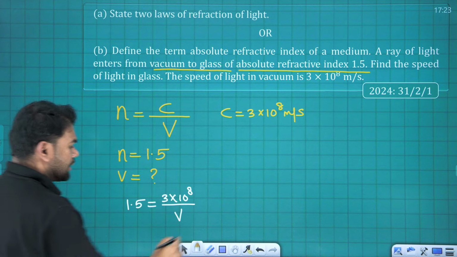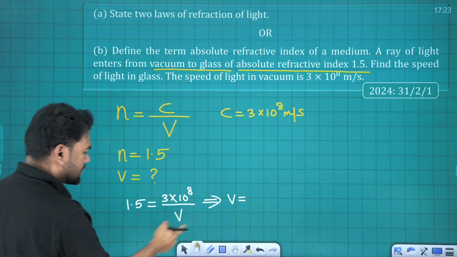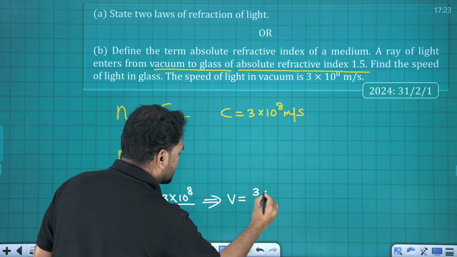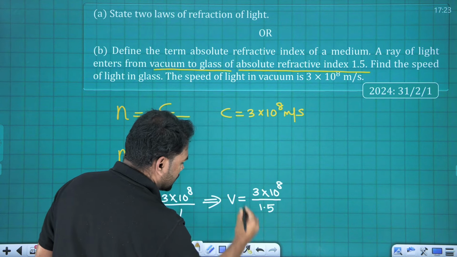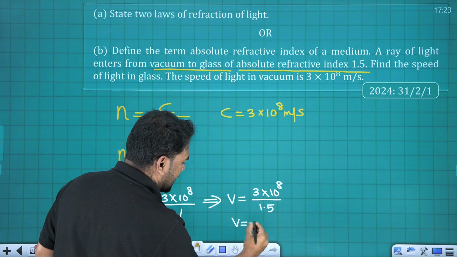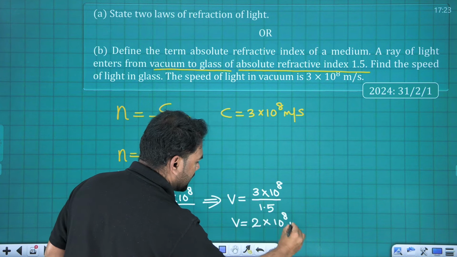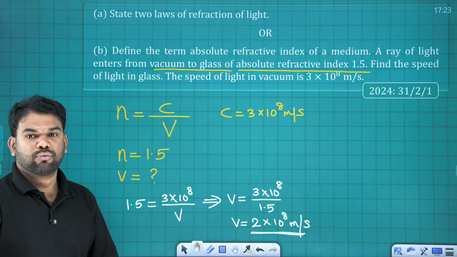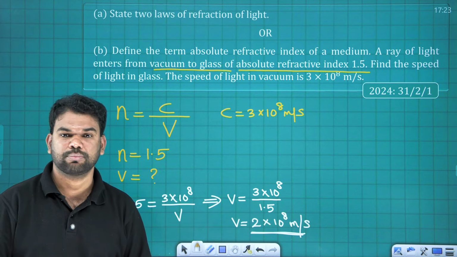So you can rearrange the equation. v will be equal to, you can transpose this, v comes here, 1.5 goes there. So v equals 3 into 10 raised to 8 divided by 1.5. So 3 by 1.5, clearly you can write 2 into 10 raised to 8 meter per second. So this is the answer for this question. The speed of light in glass is 2 into 10 raised to 8 meter per second.